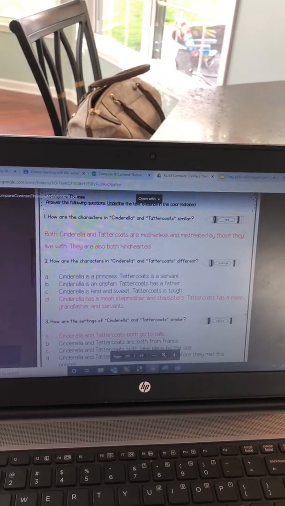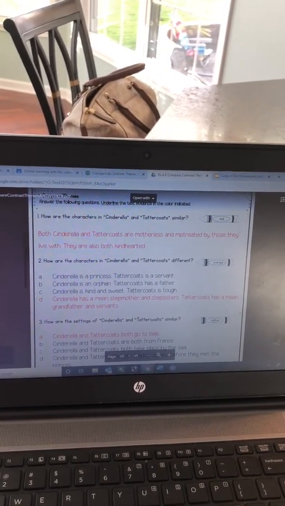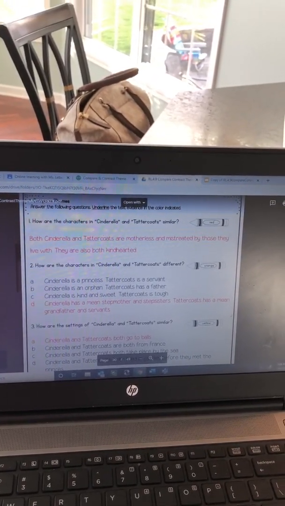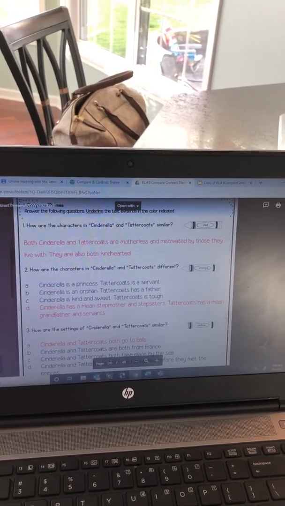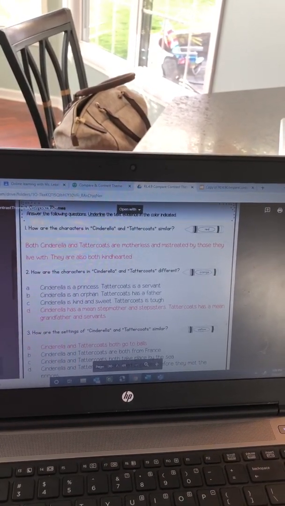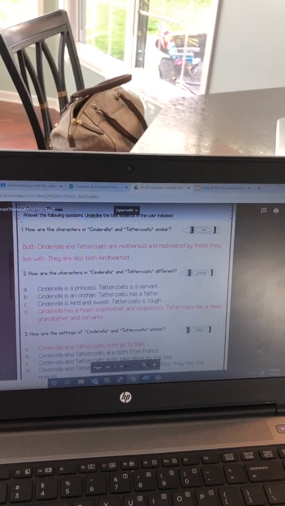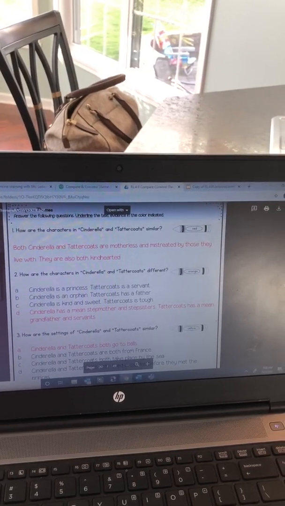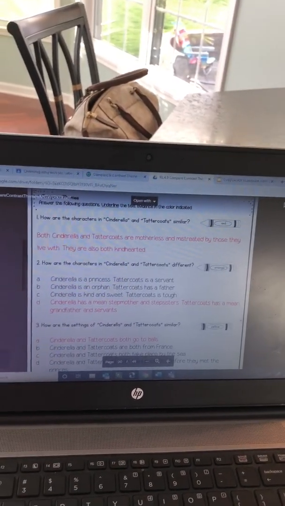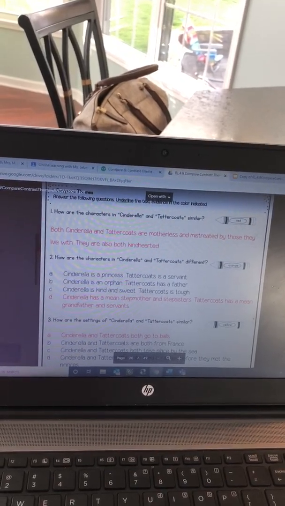Number three, how are the settings of Cinderella and Tattercoats similar? Again, where the story takes place, when the story takes place. Cinderella and Tattercoats both go to balls or fancy dances. So in both stories, they take place at a ball.